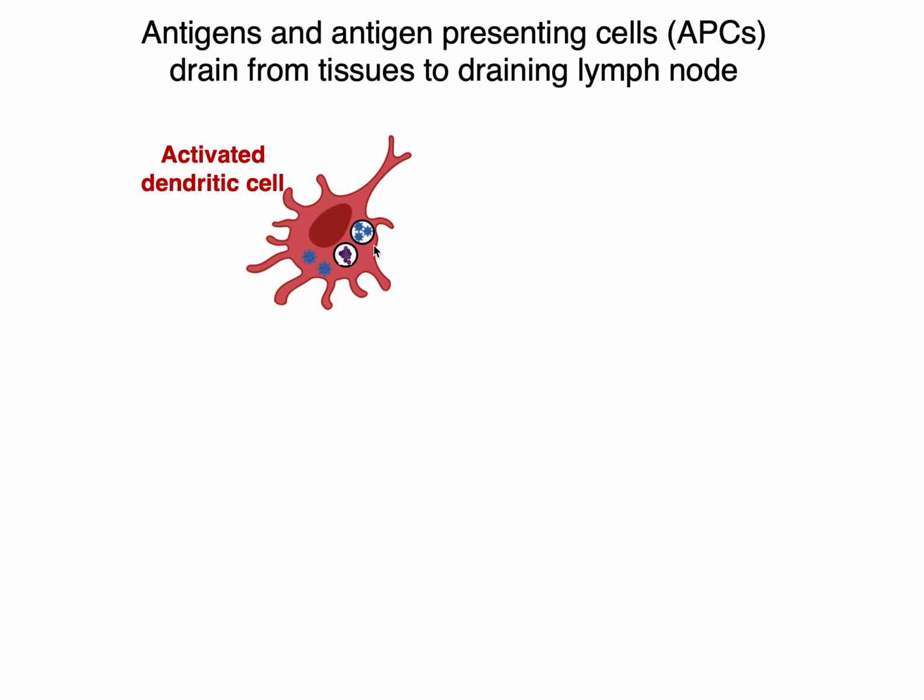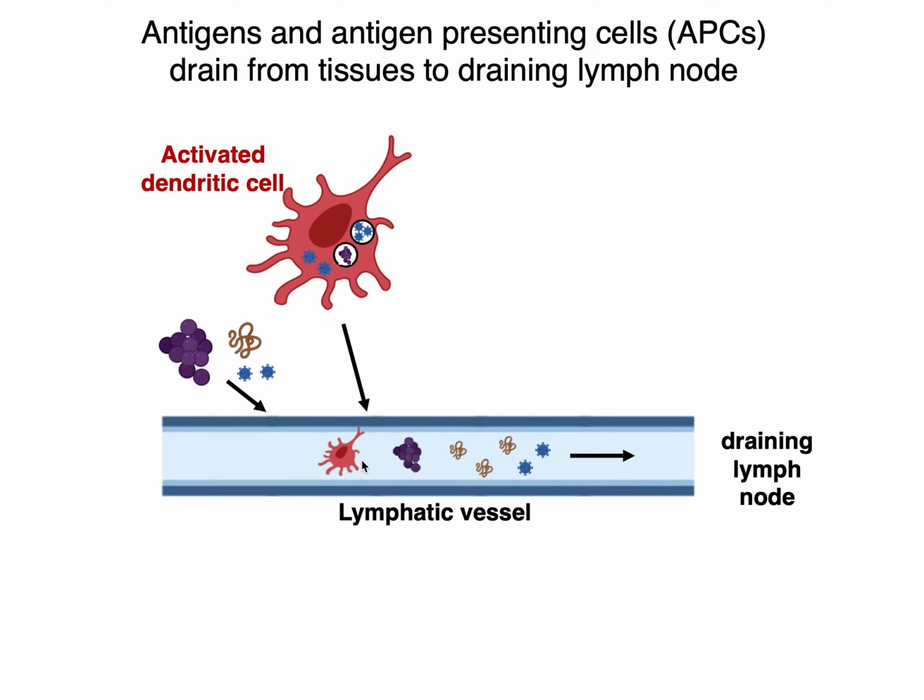And so here's a dendritic cell that's either infected with a virus or has phagocytosed some of that virus, or maybe it's a bacterial infection that's phagocytosed that bacteria. And it can migrate into the lymphatic vesicle and travel down the lymphatic vesicle to the draining lymph node. Alternatively, viruses and bacteria or their products can also migrate via the lymphatic vesicle in the lymph towards the draining lymph node.